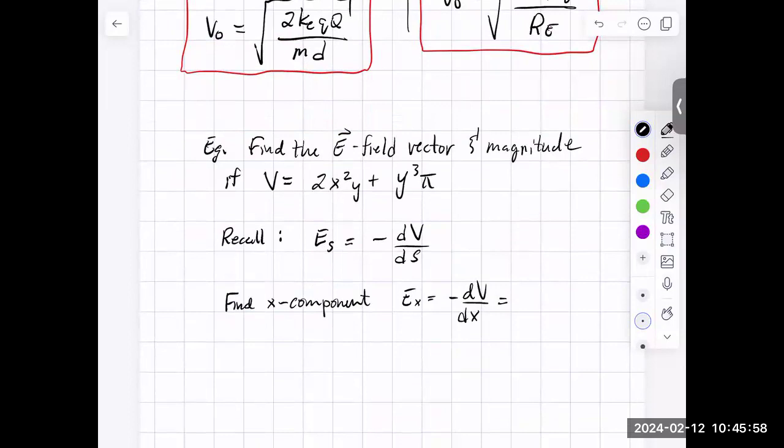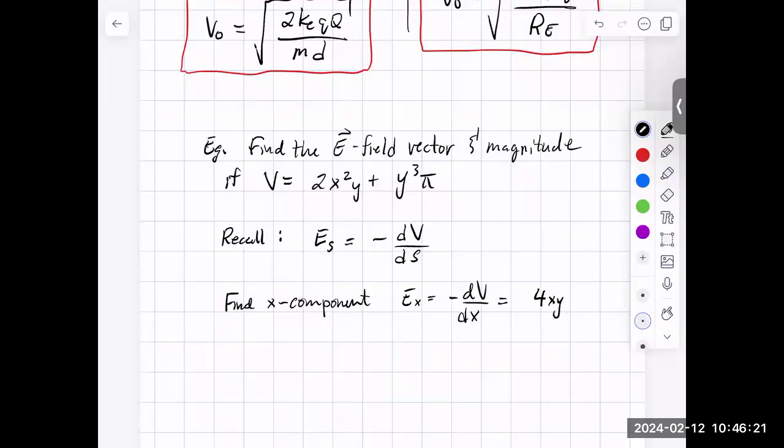What's the derivative of 2x squared y with respect to x? Yeah, so it's going to be 4x. The x squared is the only thing that matters. So the derivative of x squared becomes 2x. So we get 2 times the 2 is a 4. The x squared becomes an x. And then we still have this factor of y.